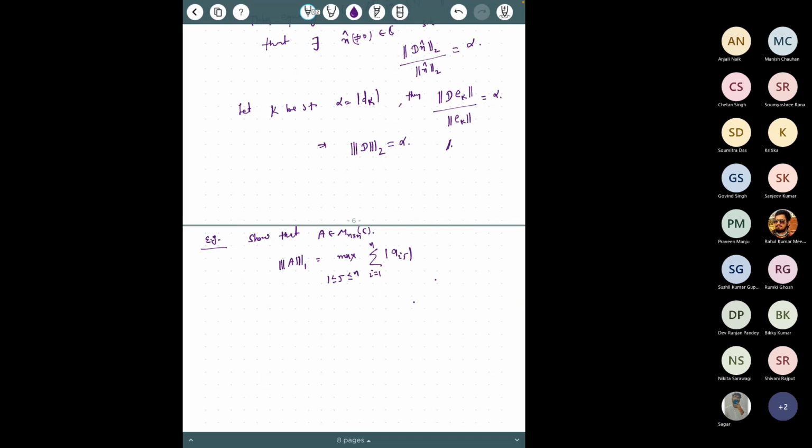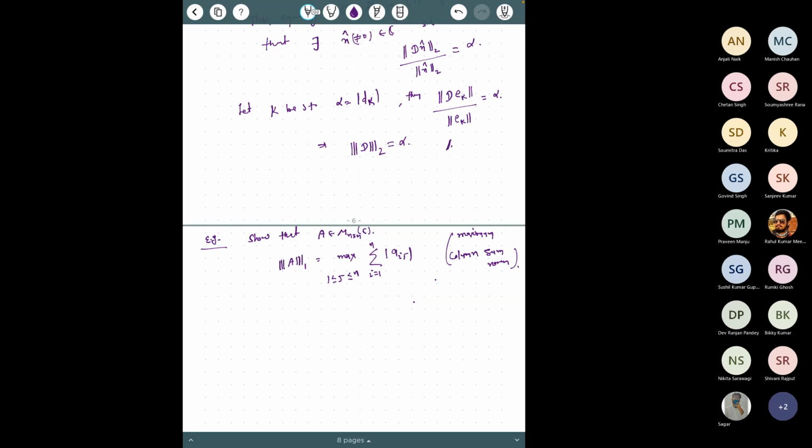You can see here, for example, when j equals 1, you take the sum of the entries in the first column. Then when j equals 2, you take the sum of the entries in the second column, and so on. You take all these sums and then take their maximum. This is what I'm going to show is equal to the operator 1 norm of A. Therefore this is also called the maximum column sum norm, because this operator 1 norm is equal to this one.